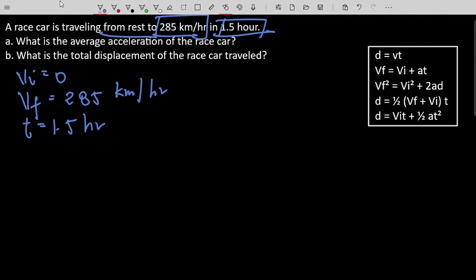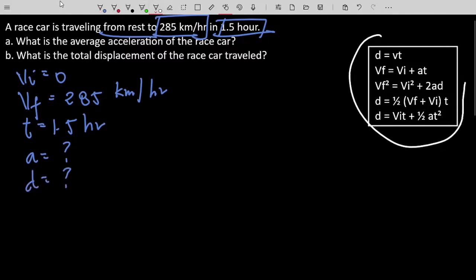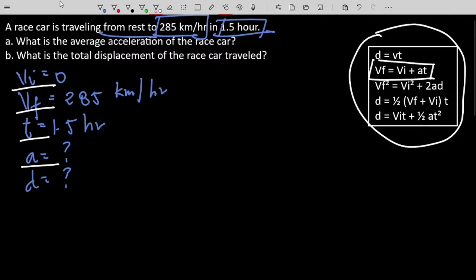Now, what is the average acceleration of the car? Now, first thing we have to look for is your acceleration. And also, what is the total displacement of the race car traveled? And we're also going to find the displacement. Now, again, which of these formulas right here are we going to use that have your initial velocity, final velocity, time, and acceleration? We should know that we're also going to use again this formula right here.